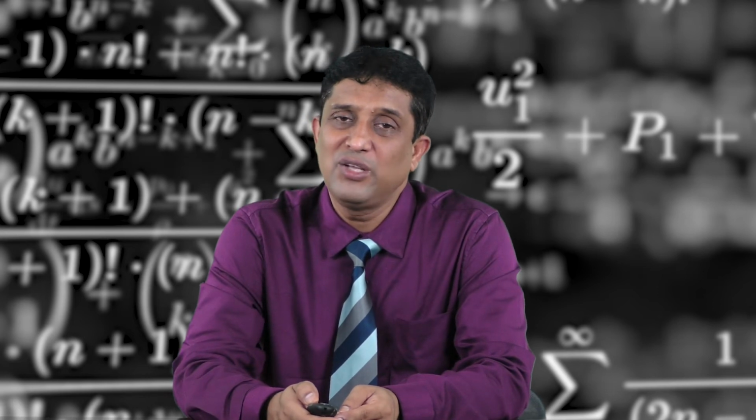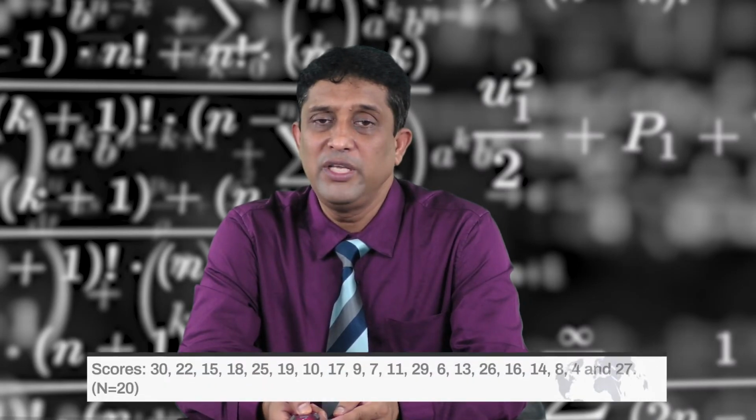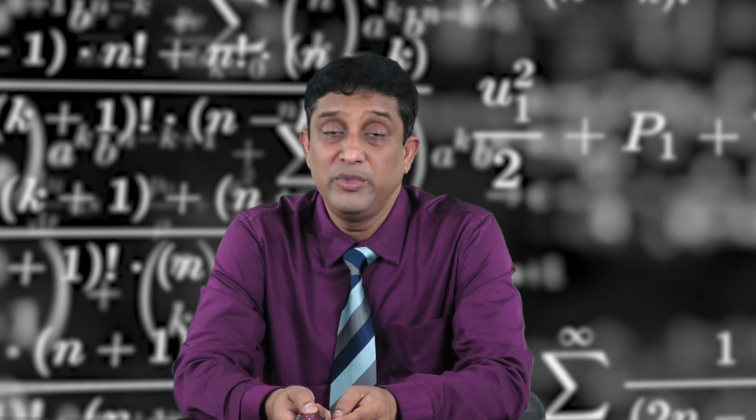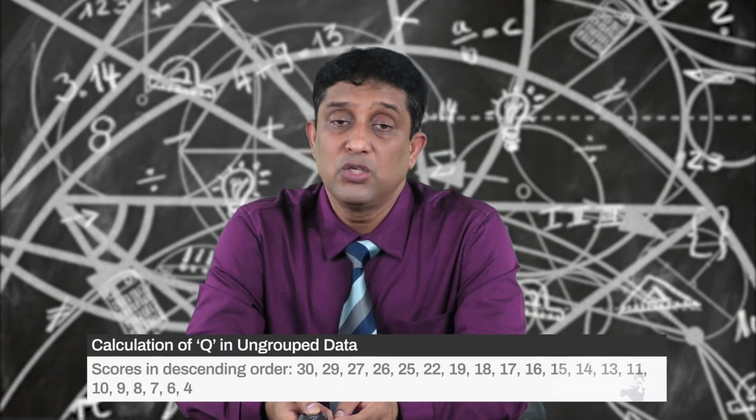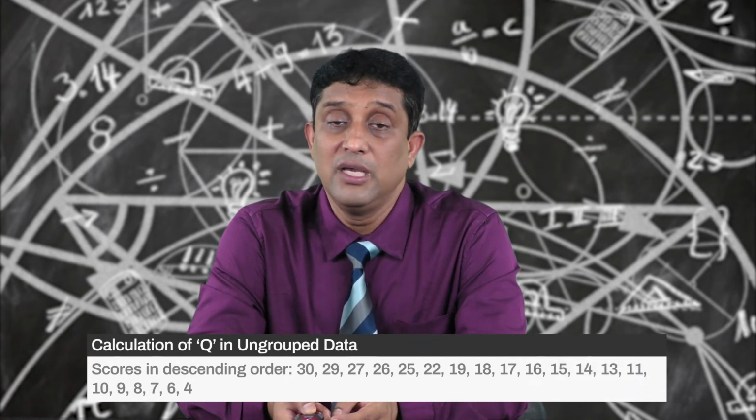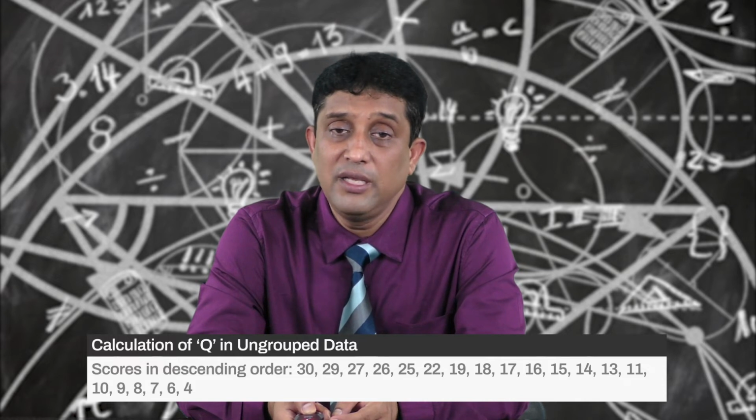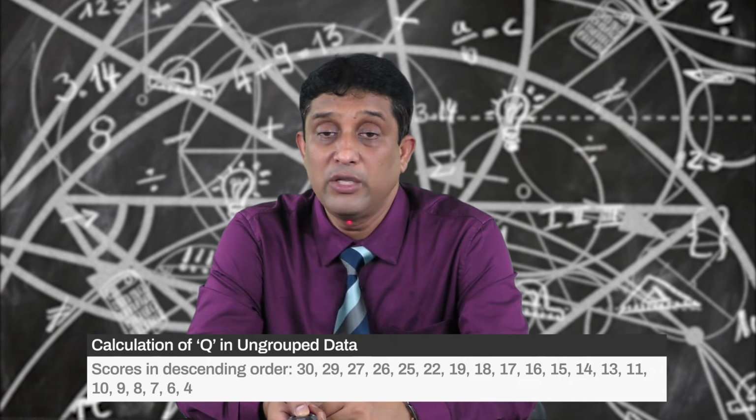So friends, now let us go forward to understand how to calculate quartile deviation in ungrouped data. Here you see a total of 20 individual scores are given: 30, 22, 15, 18 and so on. There is no repetition of the scores. In the first step, the scores are arranged in descending order. That means the highest score, 30, comes first, and the lowest score, 4, comes at the bottom.